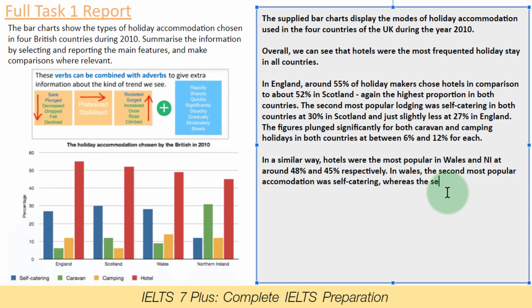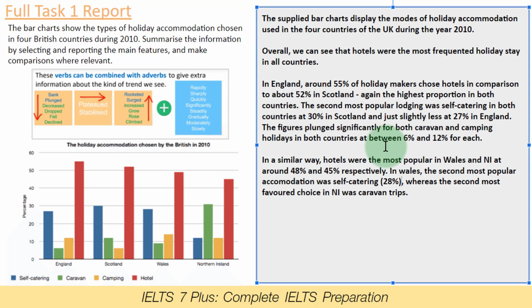the second most favoured choice, I'm using paraphrasing here, I don't want to say second most popular again, the second most favoured choice in Northern Ireland was caravan trips. So I haven't given the percentage here. I could do, in Wales, the second most popular accommodation was self-catering. You know what? I will, with brackets, and I'm going to say here 28%.